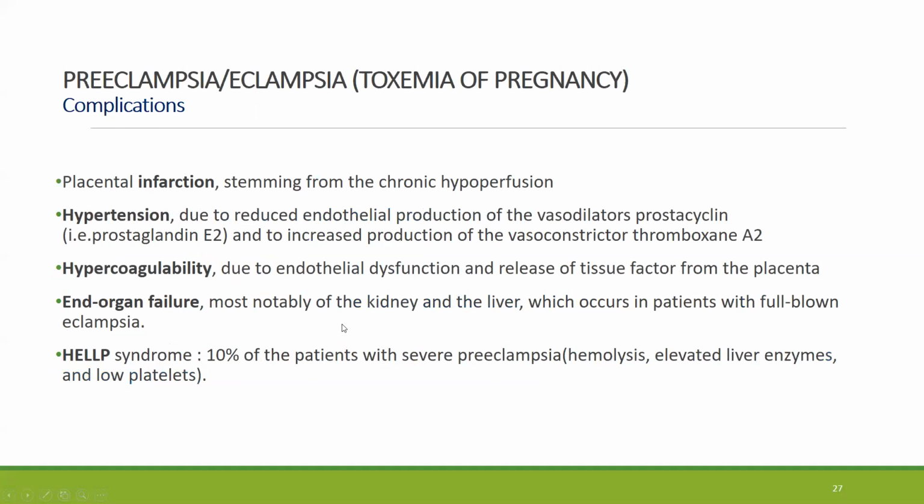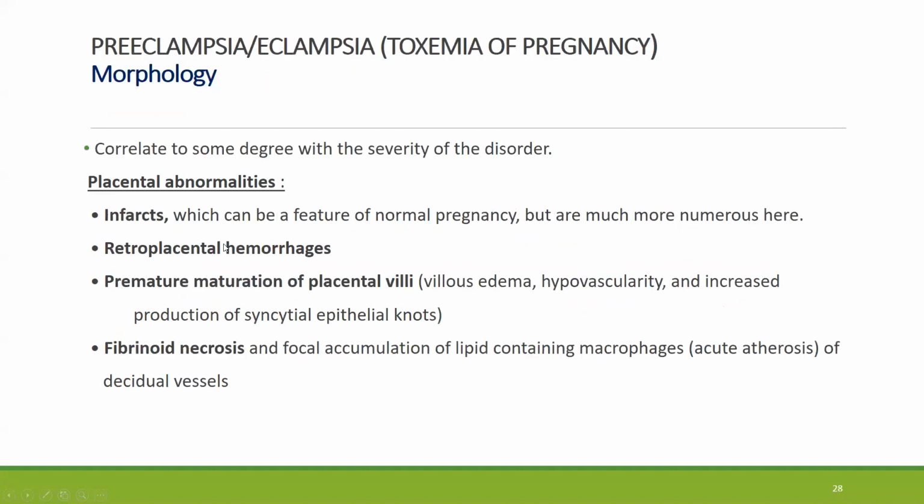What is important to us in pathology for eclampsia and preeclampsia is to see that we have a placental infarction, we see hypertension, we see evidence of hypercoagulability, we see organ failure, we see the HELLP syndrome on rare occasions. As I said, you will go through this in the clinical lectures.